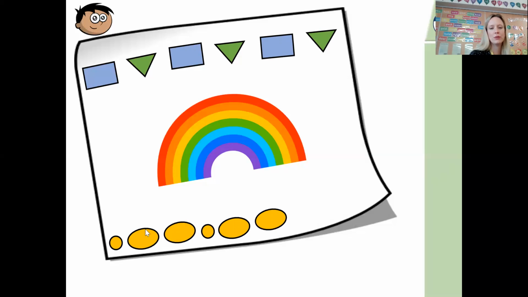Circle, oval, oval. Circle, oval, oval. So what's coming next? That's right. Circle, oval, oval. Saying out loud can really help you recognize the pattern quickly.